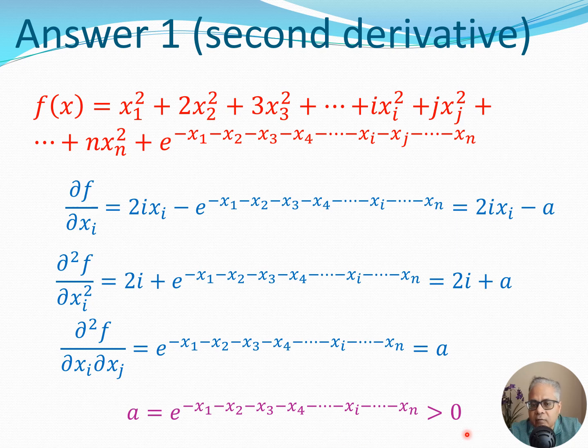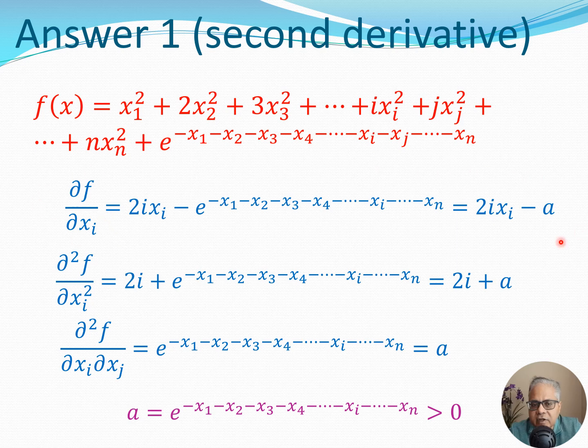So we know that whatever the value of x1, x2 or xn, that is, whatever the point at which the design variable is stationary, the value of a is always going to be positive. So now let's take the cross derivative term, which is d2f by dxi dxj.